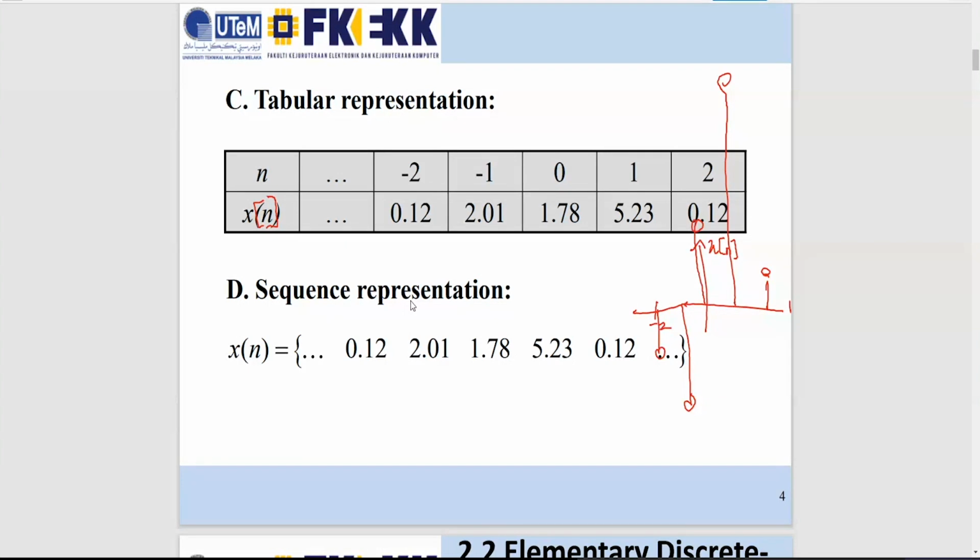This is actually graphical, but the way that we discuss now is the tabular representation. The fourth one is the sequence representation, whereby x[n] again uses several sequence numbers in brackets. So we know that the signal is represented by several numbers here.